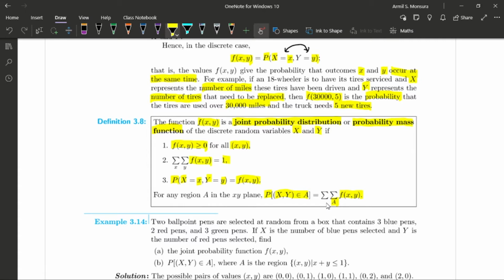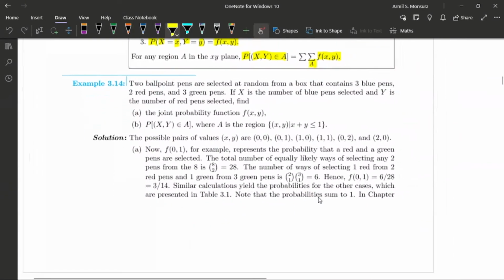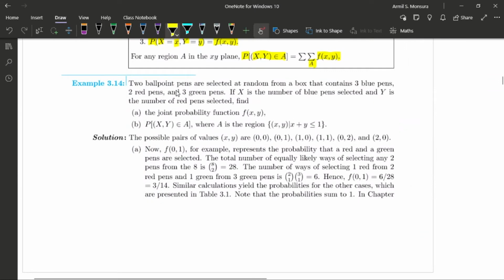So let us discuss the example 3.14. Two ballpoint pens are selected at random from a box that contains 3 blue pens, 2 red pens, and 3 green pens. If x is the number of blue pens selected and y is the number of red pens selected, let us find the joint probability function f of xy.